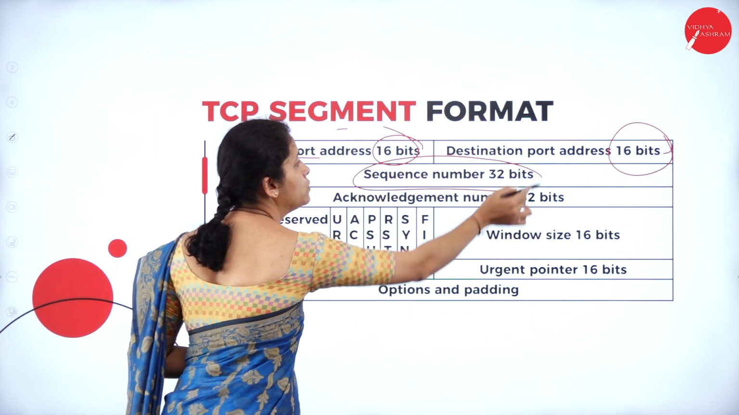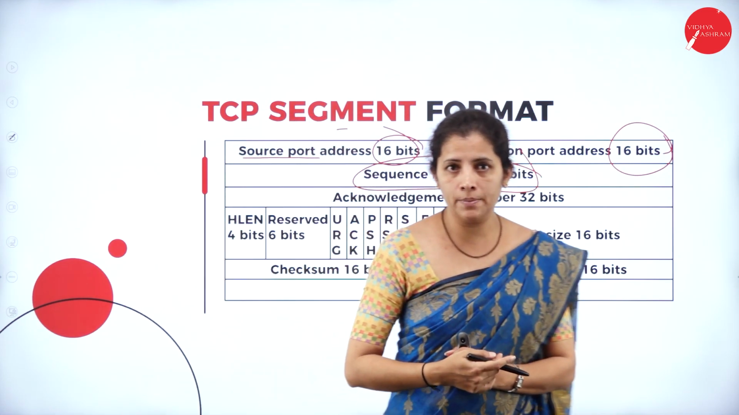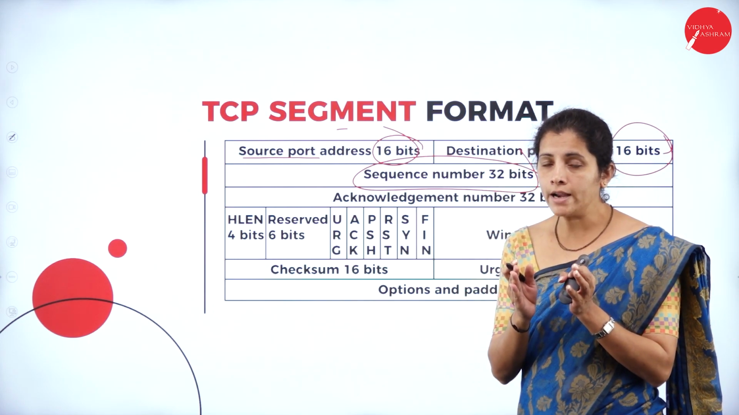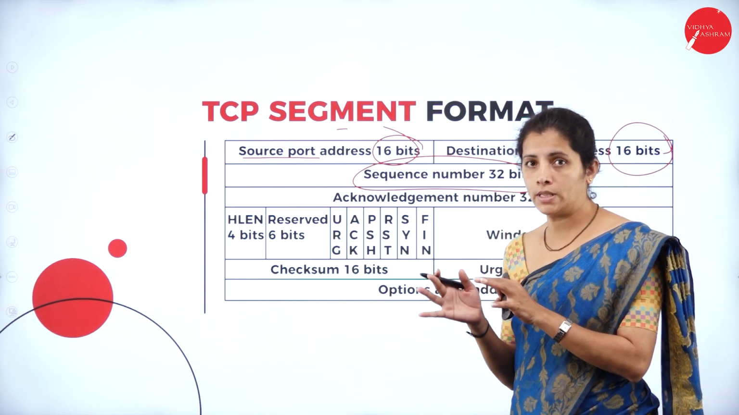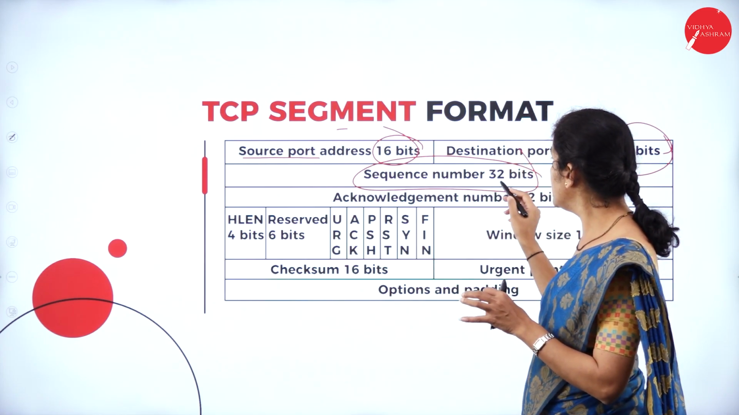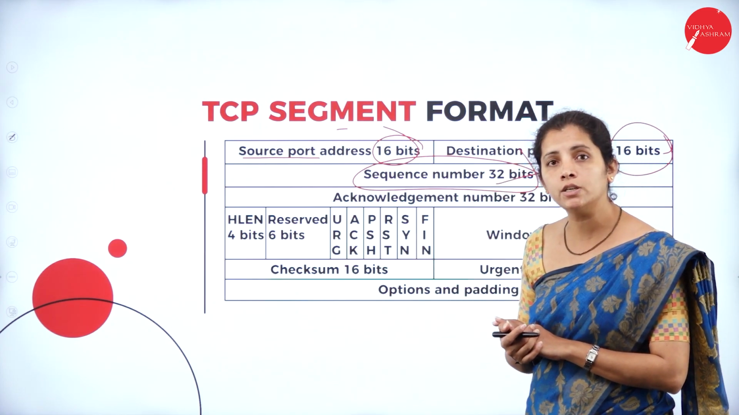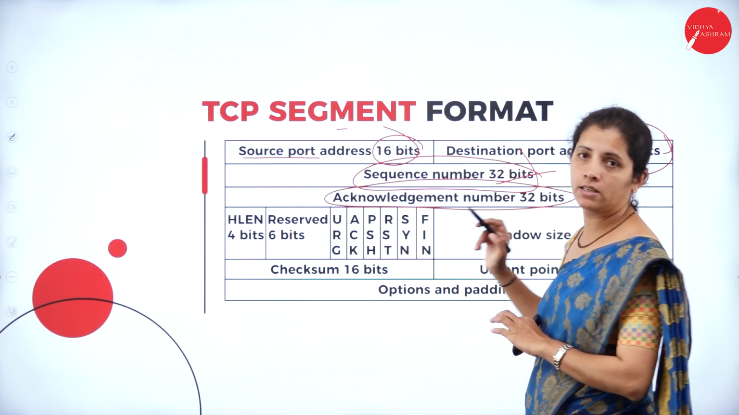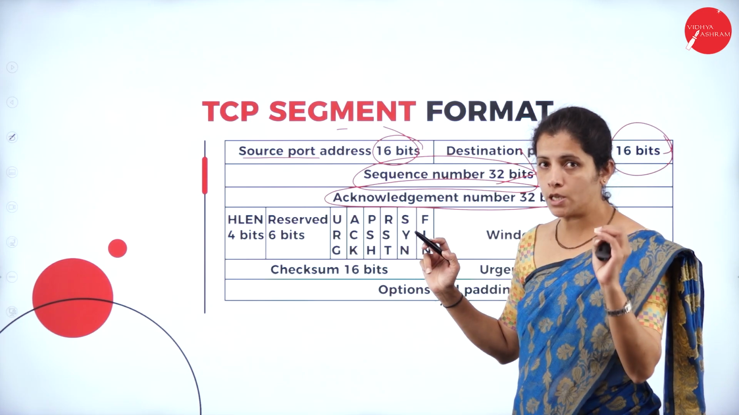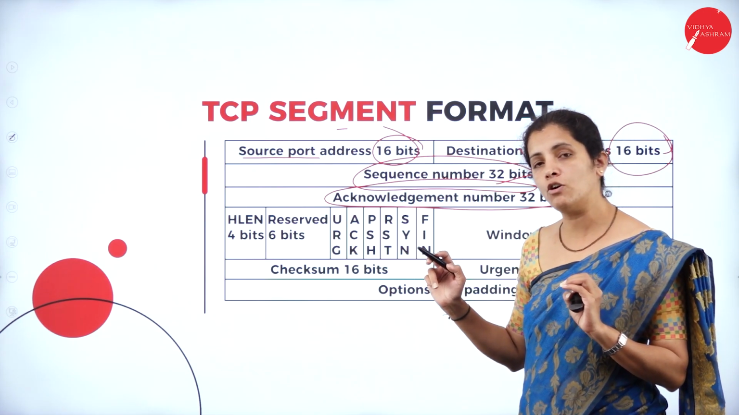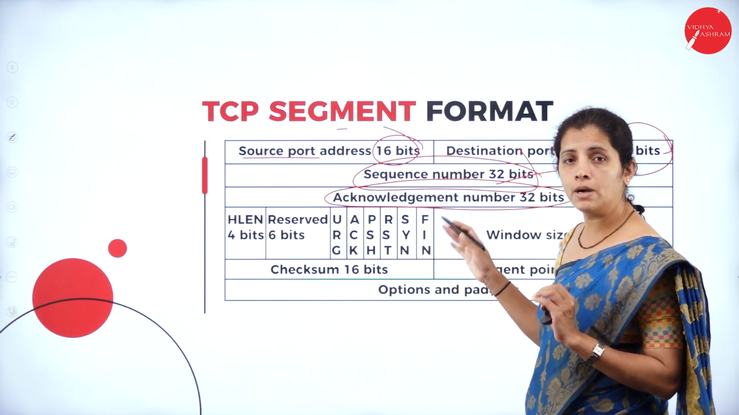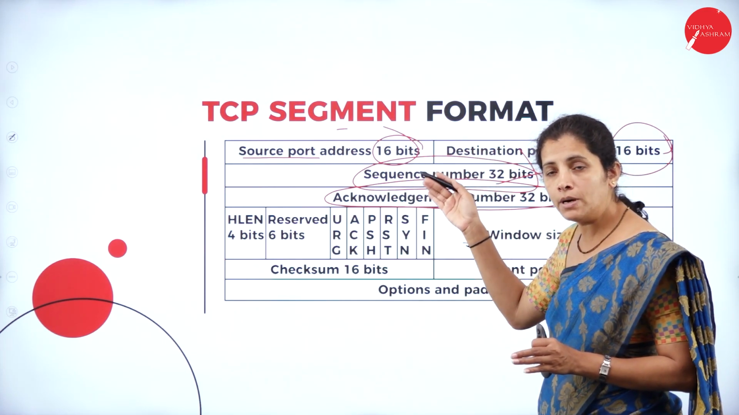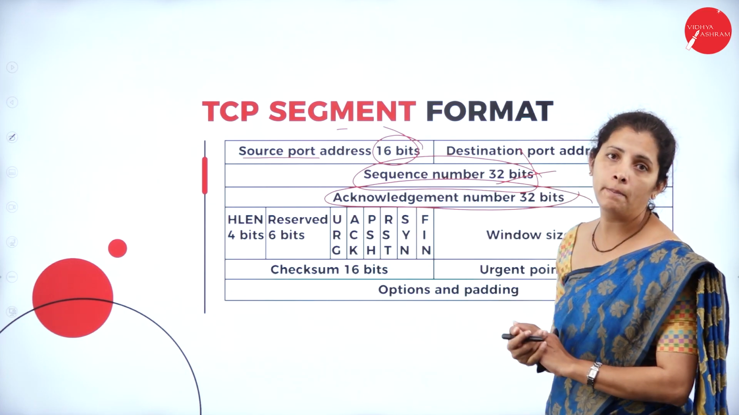After that, I'm going to have the sequence number. The data segments are identified only through this sequence number. What is the length of the sequence number? It is 32 bits. Now, I'm going to have the acknowledgement, based on my sequence number. Obviously, the acknowledgement number is also 32 bits.